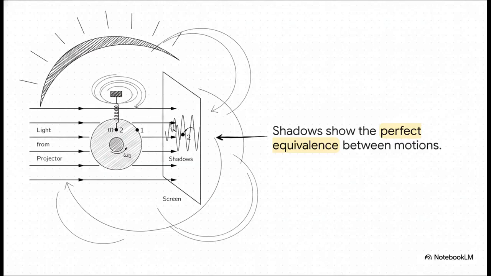The light casts shadows of both of those objects onto a screen on the right. If you perfectly match the angular speed of the spinning wheel, what physicists call omega 0, to the natural frequency of the spring, those two shadows track perfectly. They just move up and down together in absolute precise harmony. Uniform circular motion and a bouncing spring are mathematically identical.